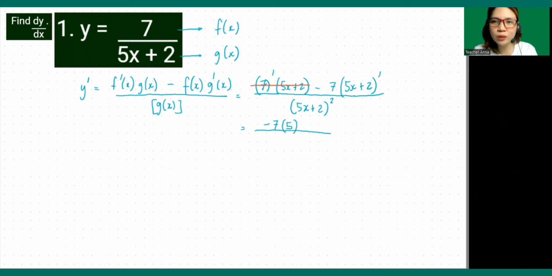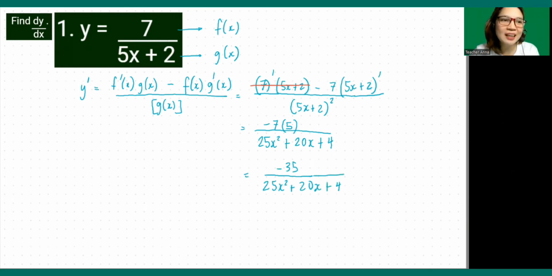And then over, so I hope you know the shortcut for squaring a binomial. We square the first term, 5x, so that will be 25x squared. And then multiply the two terms and double it. So that will be 10x times 2, that's positive 20x. And then squaring the last term here, we have a positive 4. And then we have negative 35 over 25x squared plus 20x plus 4 as our final answer.